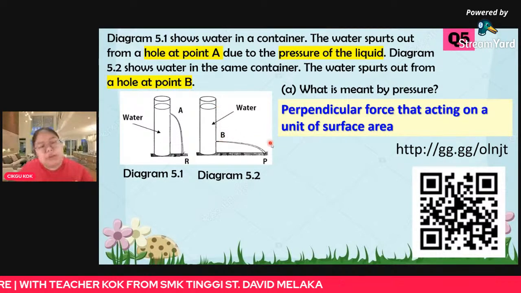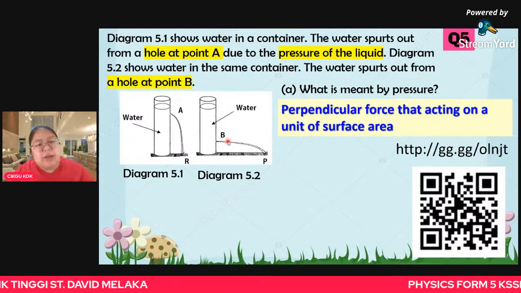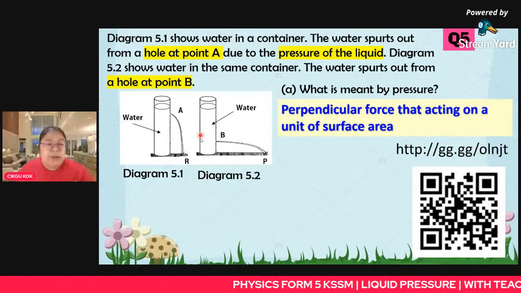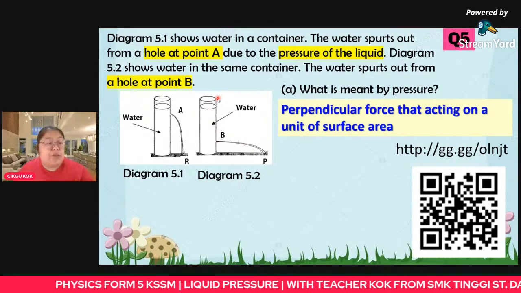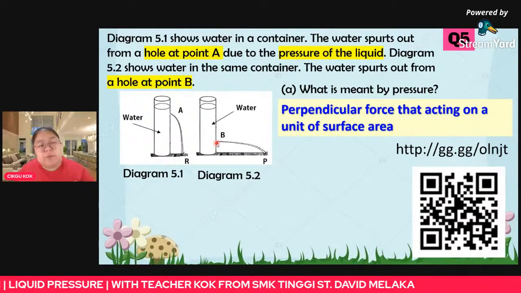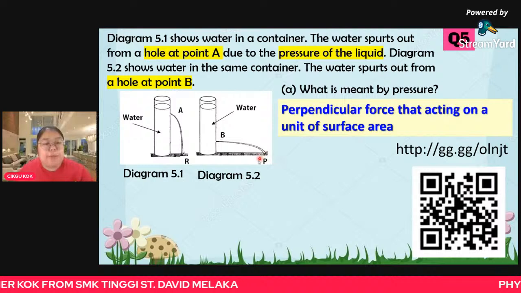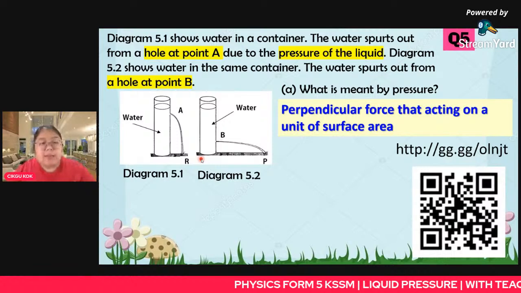Now you see the water that spills out. We find that B goes further, so it spills out a further distance. So from here we know the conclusion: when the depth increases, pressure increases. When pressure increases and the water wants to spill out, it must go further. So from here we find P is further than R. This is what we understand about the diagram.